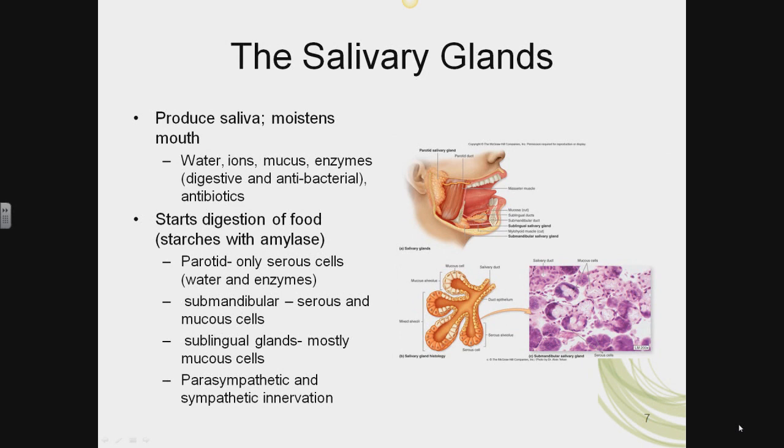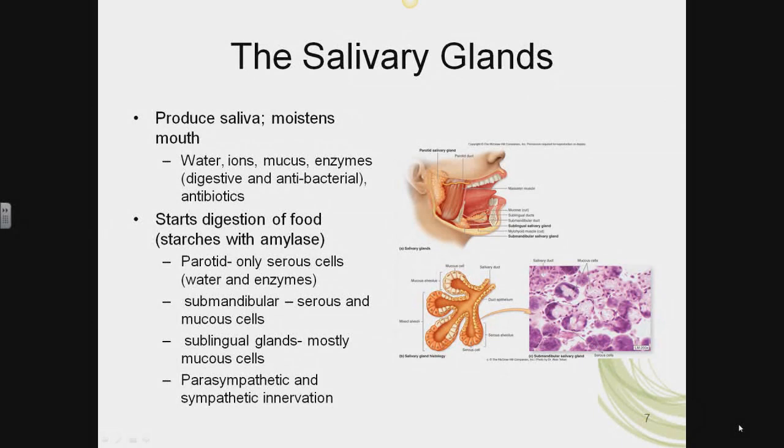These cells are either mucus cells or serous cells, and the mucus cells secrete mucin, which, when added with water, creates mucus. Remember, M-U-C-U-S is the noun. That's mucus, the substance. A mucus cell, that word mucus, is now used as an adjective, and it's spelled M-U-C-O-U-S.